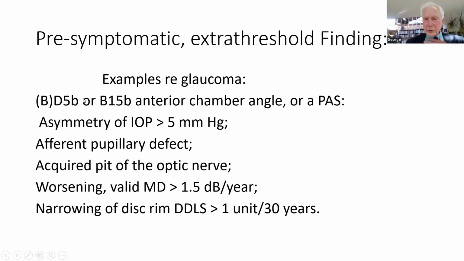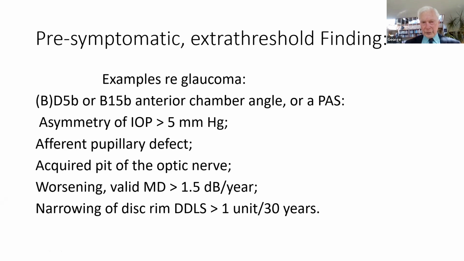Now, with regard to glaucoma, there are important extra threshold findings. If the anterior chamber is narrow with a bowing that blocks the visibility of the trabecular meshwork, or if it's still moderately narrow, but you can see the trabecular meshwork, and you can see there's a PAS, and it's bowed, that person's going to develop an angle closure attack. When? You don't know. But when it happens, it's going to be a catastrophe. If there's an asymmetry of intraocular pressure greater than 5 millimeters of mercury between two eyes, that doesn't occur in normal people.